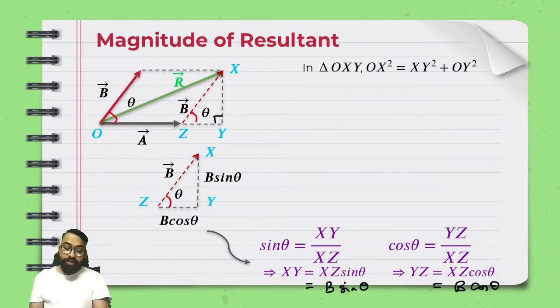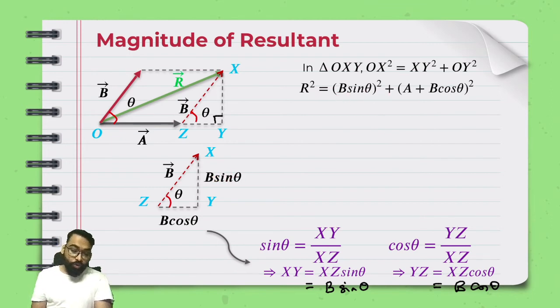Now we can say that ox square is going to be r square, xy square would be b sine theta whole square, and oy square is oz plus zy, which is a plus this much, that is a plus b cos theta. So this is a plus b cos theta whole square. Once you are done till here, now only calculations remain, right?